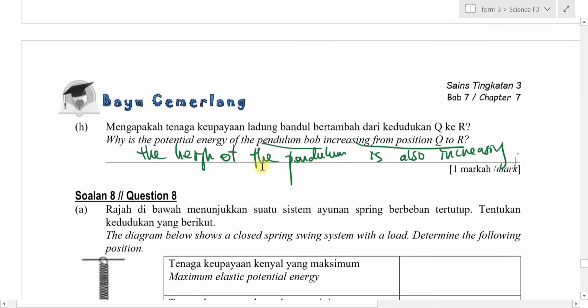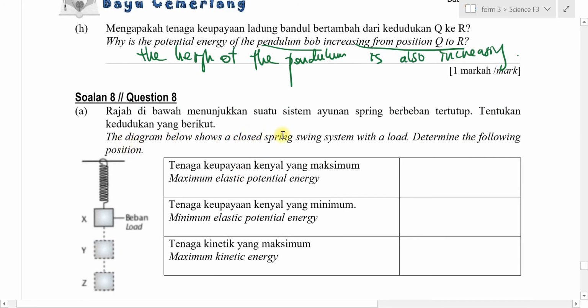Question 8, the diagram below shows a closed spring swing system. I won't call it a swing system, it should be an oscillating system with a load. Determine the following positions. So your load is here, and it extends to Y and Z.